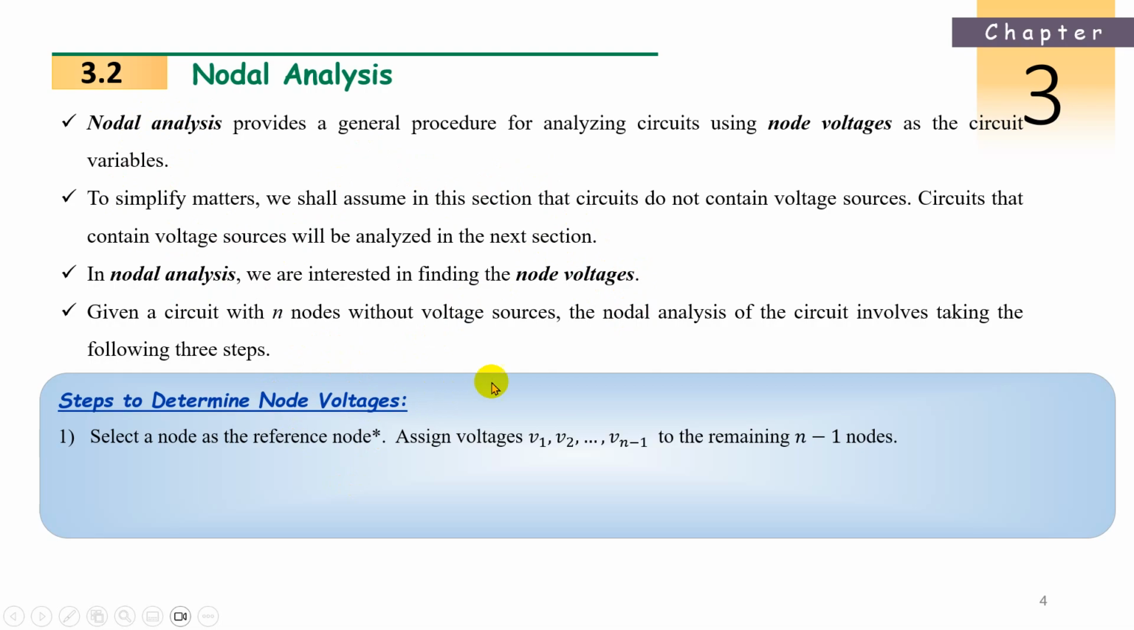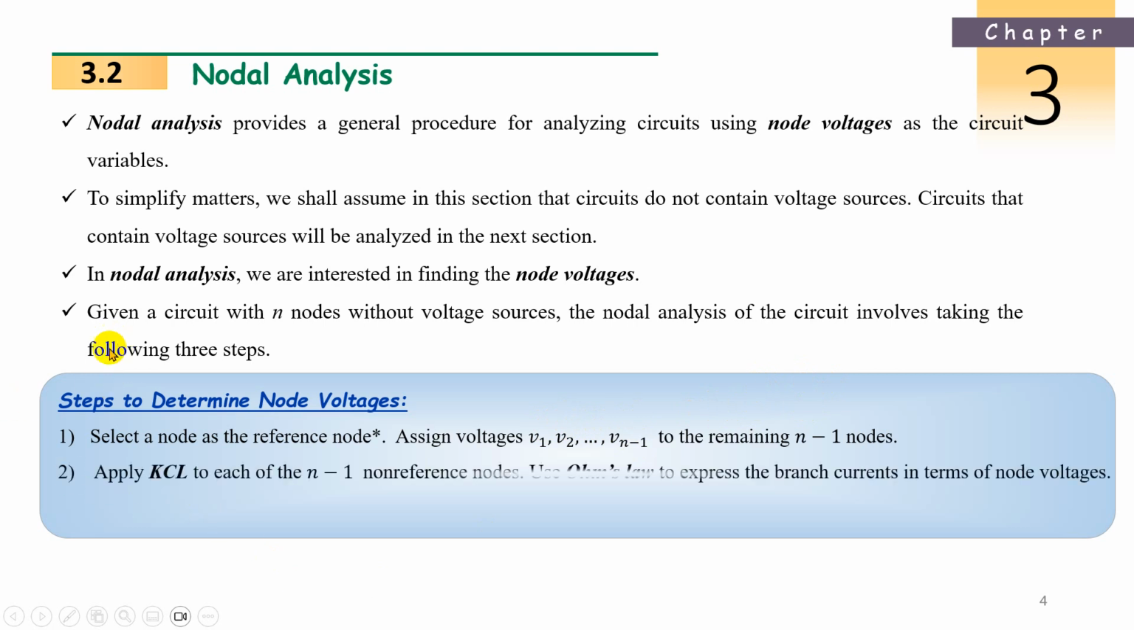Now assign voltages V1 to Vn minus 1, because one node is already the reference node. So how many nodes remain? N minus 1. So each node will have a voltage V1, V2, V3 up to Vn minus 1. For n minus 1 nodes, we will assign it: first node, second node, like that up to n minus 1.